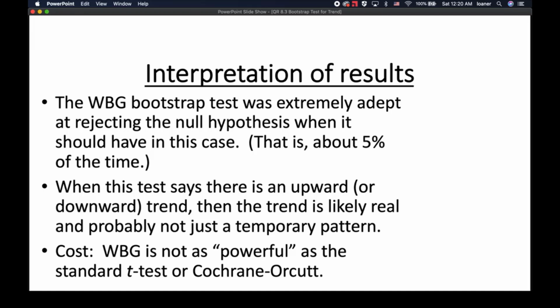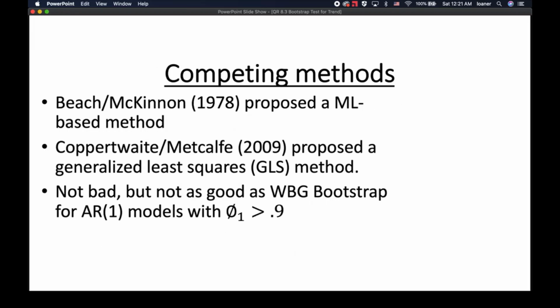But we think that that's better than a test crying wolf. And by crying wolf, you saw us write that in the text, meaning that a test like the standard t-test or even Cochrane-Orcutt, which more often than it should says, oh, there's a linear trend and it's a real trend and it's permanent, when the truth of the matter is it's not. So that's what we mean by crying wolf.